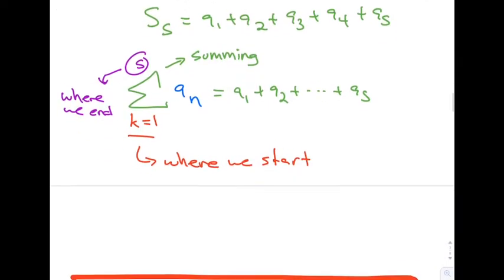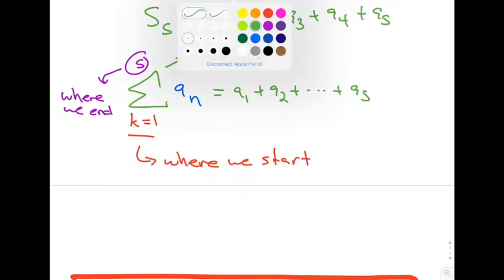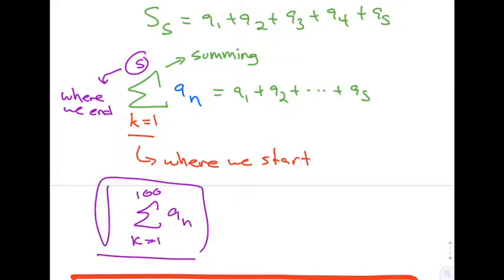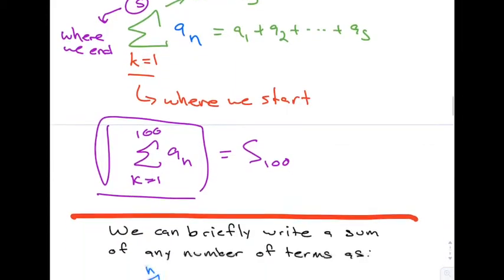So writing the 100th partial sum, we would do this as, let me do this in a different color, we start at k equals 1, sum to 100, over the sequence A sub n. So this here is the 100th partial sum, and we could call this S sub 100.